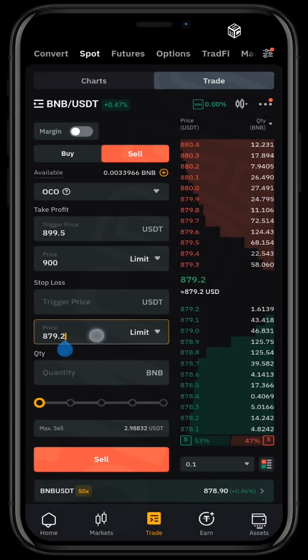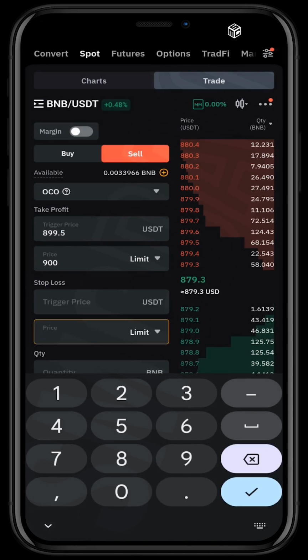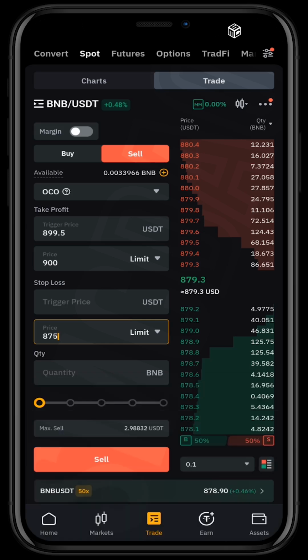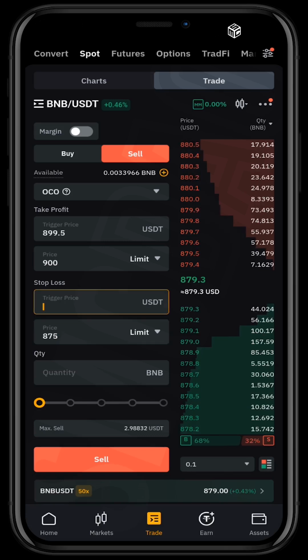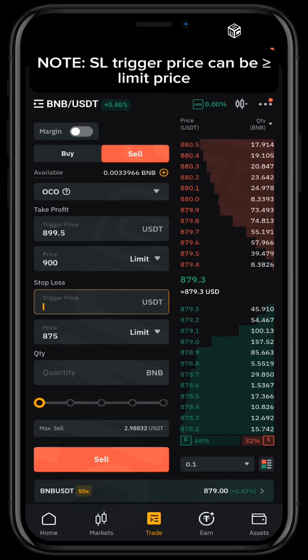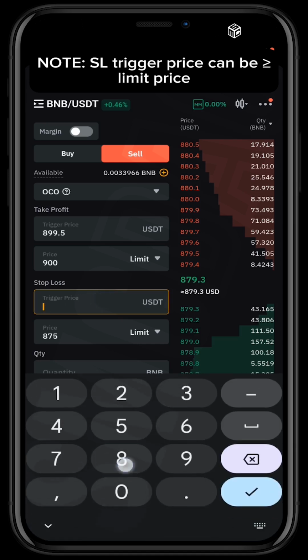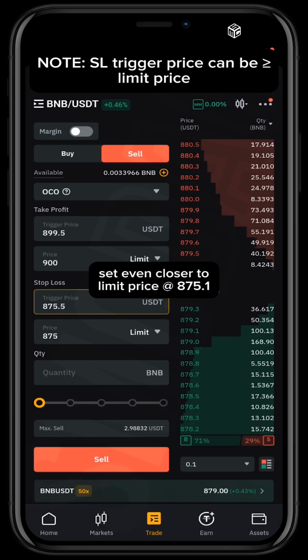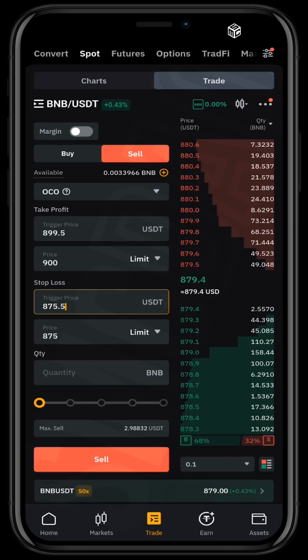Right, so we'll go ahead and set up our stop loss. Select limit. Input the price at which you want to sell below your current market price. So say I would like to sell at 875. At 875, I think I want to get out of this trade. Your stop loss trigger price should be a bit higher than your limit price, so we just make this 875.5. Alright, so next you input the amount of the asset you would like to sell. So 100%. And then hit the sell button.